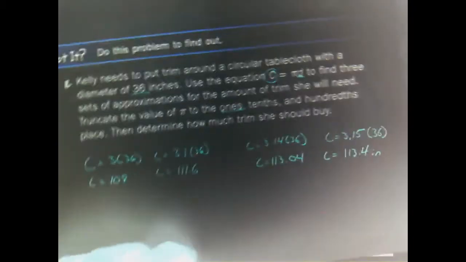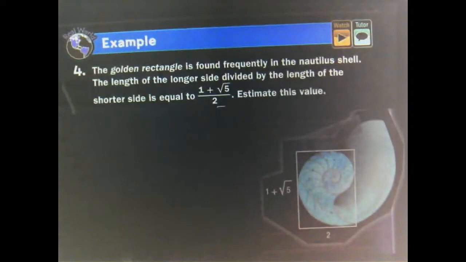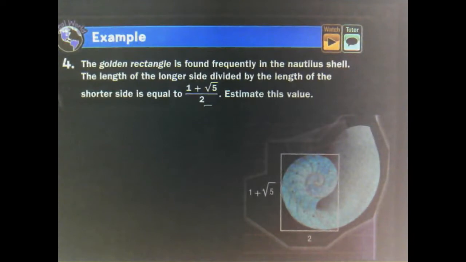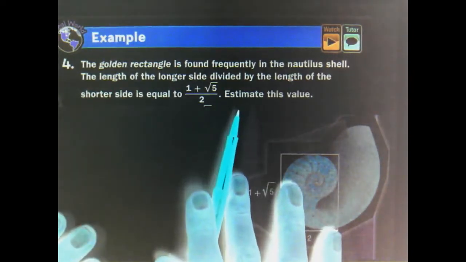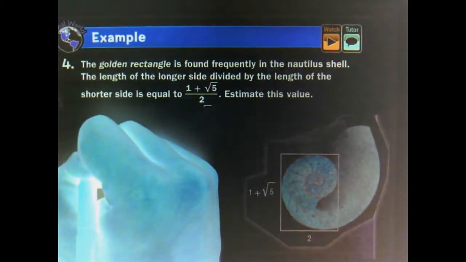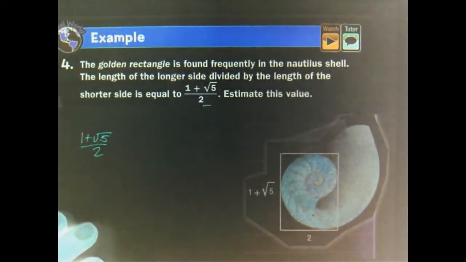All right, the last example we're going to look at has to do with the golden rectangle. I'll talk more about the golden rectangle on Monday when we get back. It's a very interesting ratio, but really it is the ratio of the long side of a rectangle to the short side, and it's repeated a lot in nature. Here we see it with a nautilus shell. Basically what we need to do is estimate this value. I have 1 plus the square root of 5 all over 2. I don't need to estimate 1 and I don't need to estimate 2. What I need to estimate is the square root of 5 because that's an irrational number.